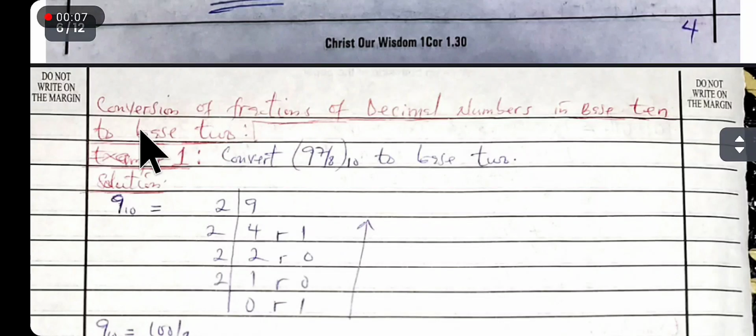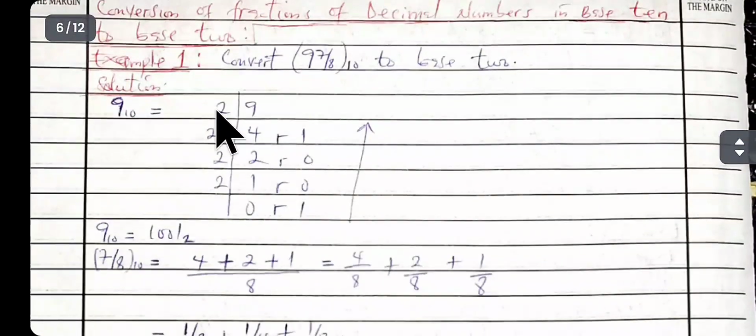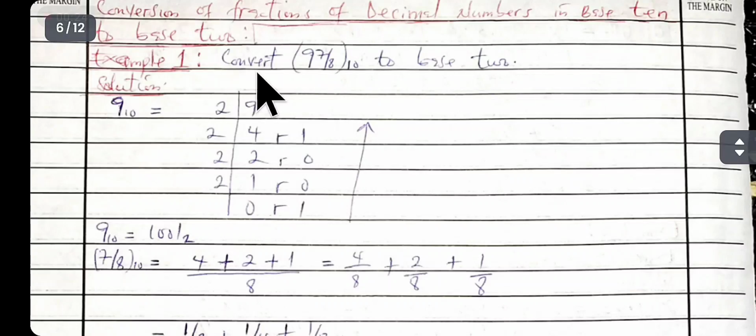Next one is conversion of fractions of decimal number in base 10 to base 2. How do you convert fractions, decimal numbers in base 10, to base 2? So what we want to do, example 1, convert. How do you do that? So let's look at this example.